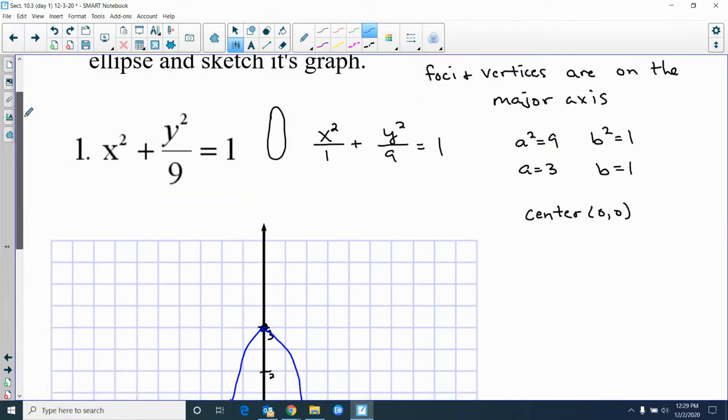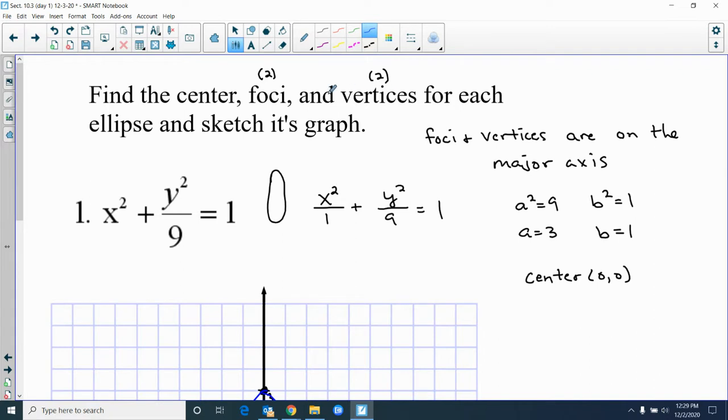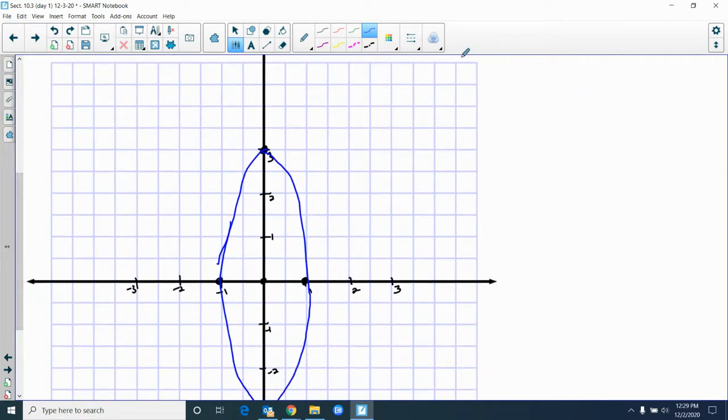Now we're not done because it says find the vertices and foci. The vertices are the endpoints on the major axis, so there's only 2 of them. It's going to be 0, 3, and 0, -3. I do want you to find the foci and graph those. Show me where they are. They're always inside the ellipse.